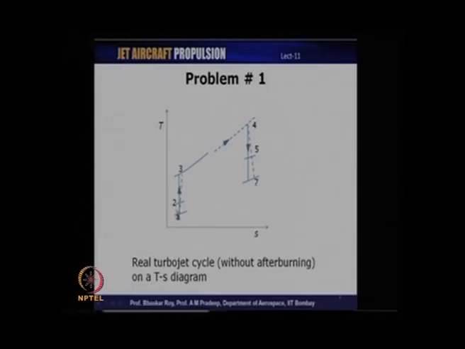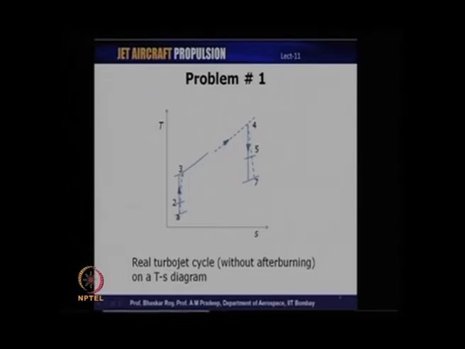So the process between A and 2 is the compression in the intake or the diffuser, and the line shown by this dotted line is the real or actual process. Because it's an actual process and because we have been given a diffuser efficiency, that process is not isentropic. So process A to 2 is non-isentropic. The compression begins from station A.